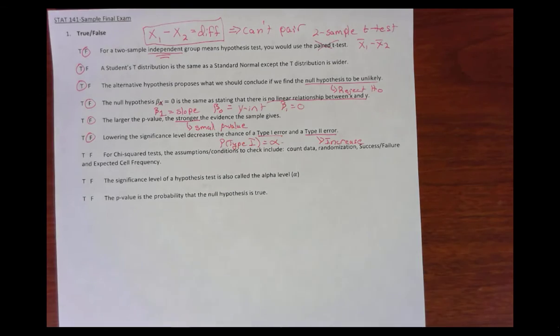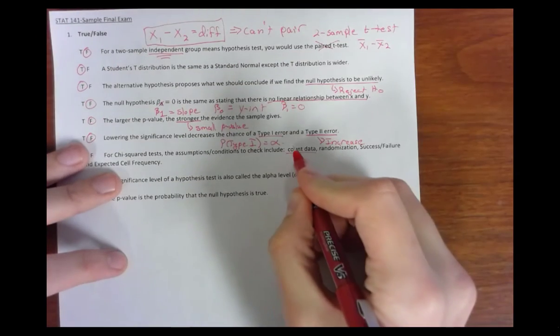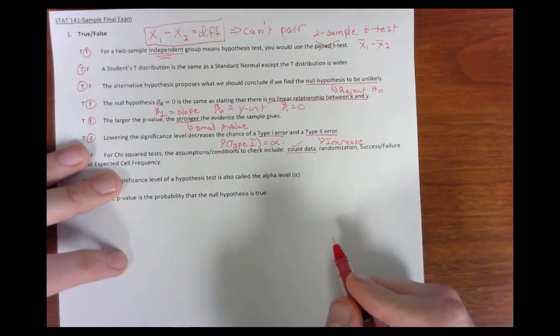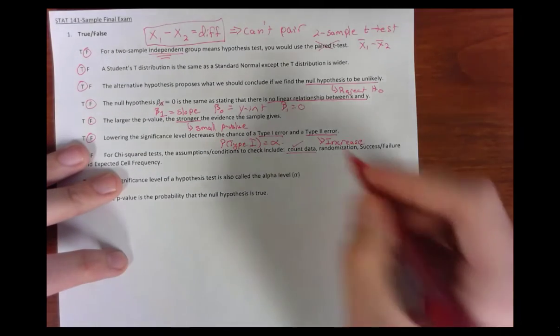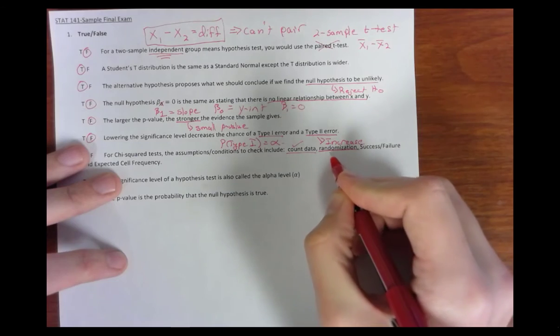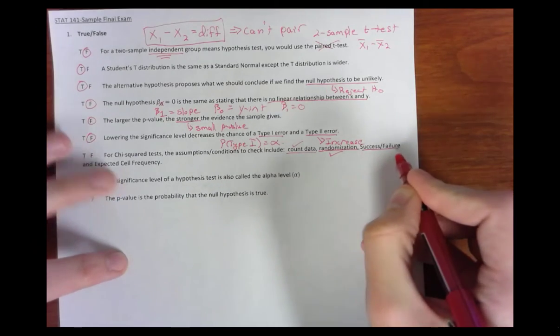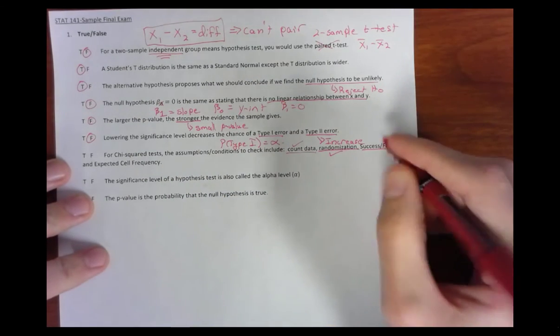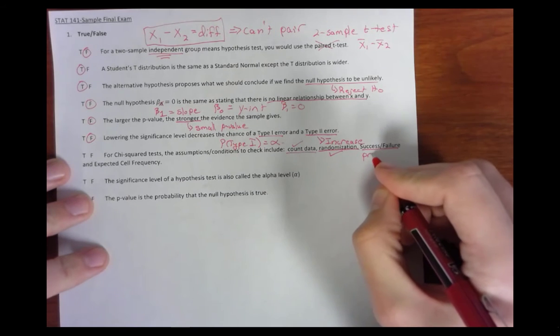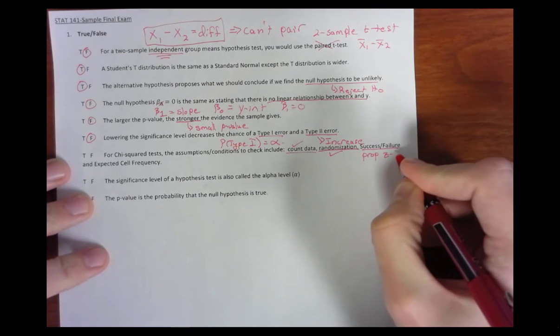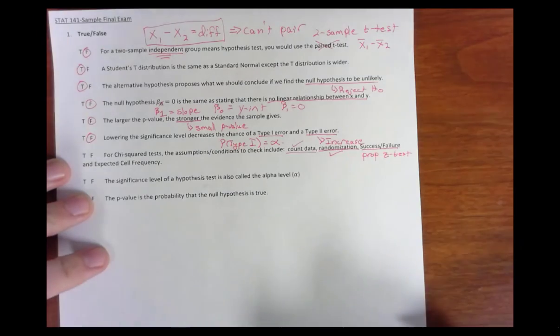Next one says, for a chi-square test, the assumptions conditions to check include count data. So that's what we want to check. We want to make sure that we're dealing with counts, just how many people in group 1, group 2, group 3, group 4. We still have a randomization condition. Then asks if we want our success failure. So the success failure is for a proportion test. So either a 1 proportion z-test or a 2 proportion z-test, not for a chi-square test.